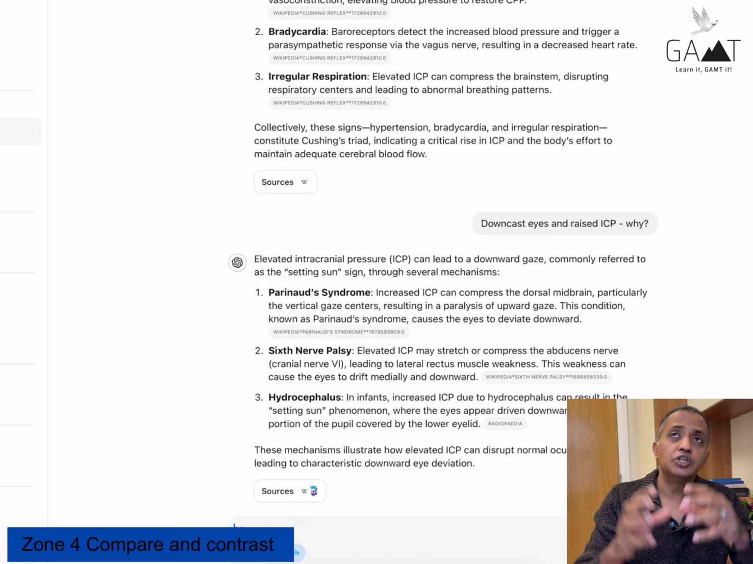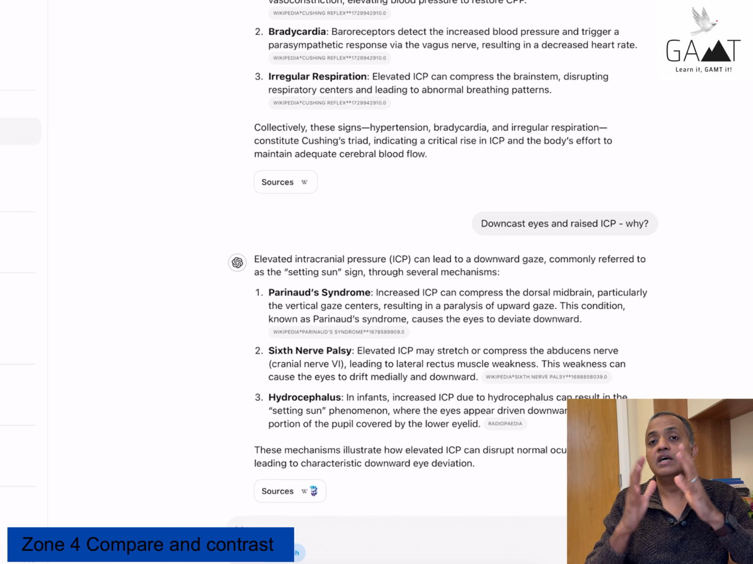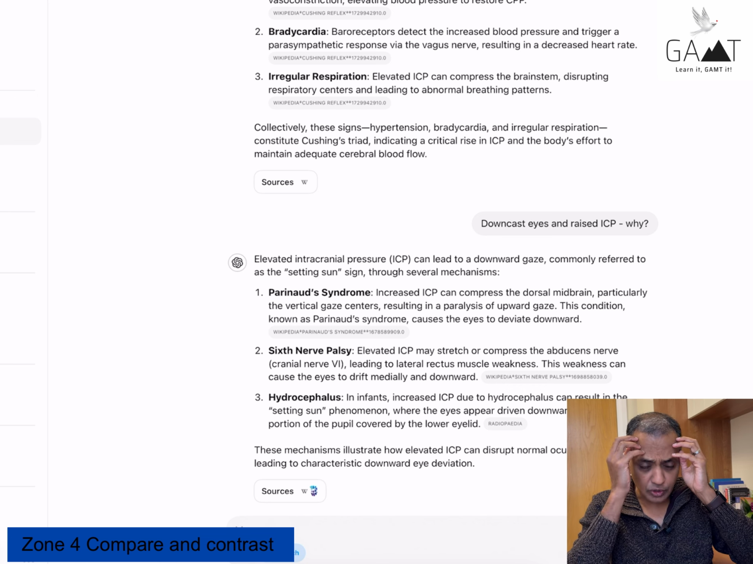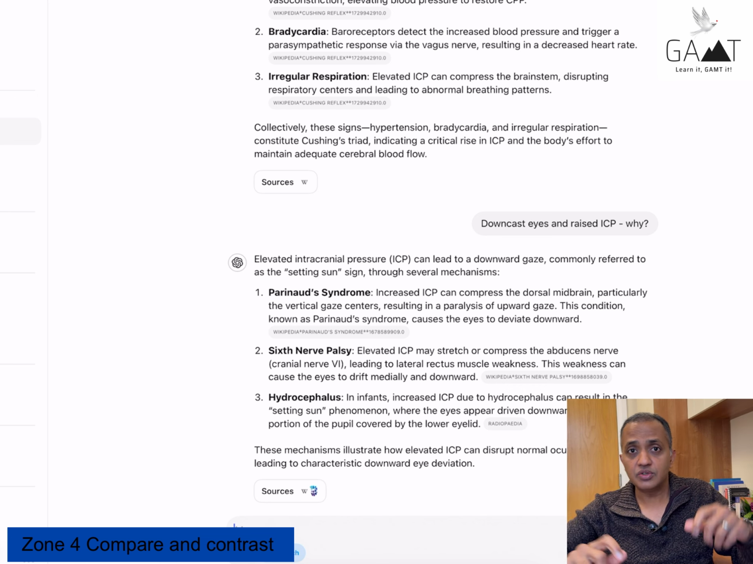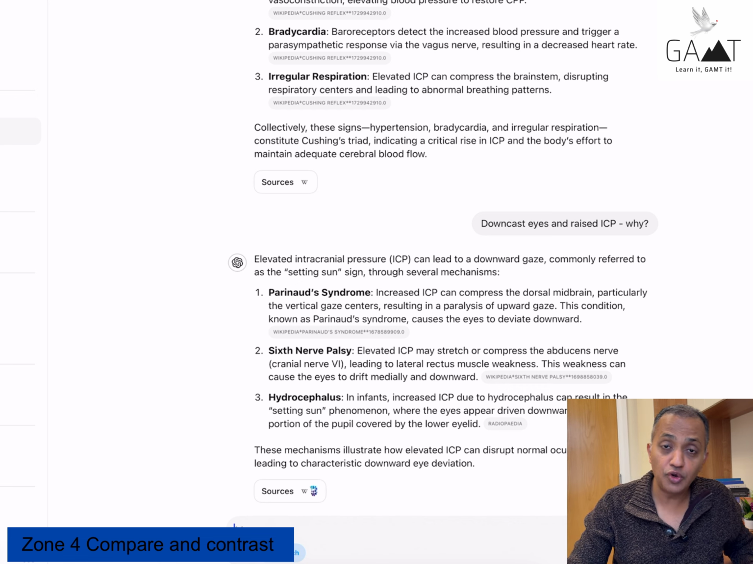You're reading about intracranial pressure, so you're in zone 4, the compare and contrast zone. All you can do here is compare and contrast different things. That's all you're going to do in this zone. You're wearing the compare and contrast hat, just like you wear the manager hat, the worker hat, etc. So you're wearing the zone 4 hat, which is the compare and contrast hat.